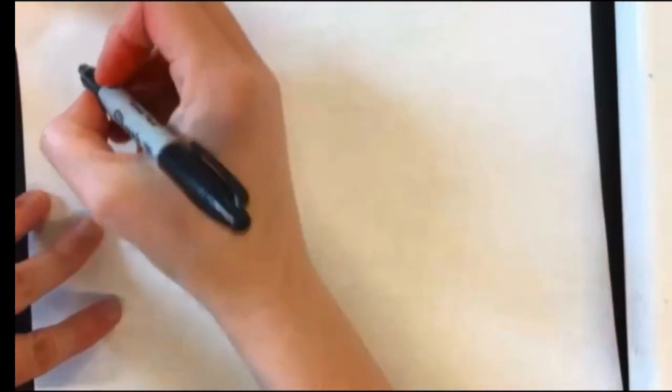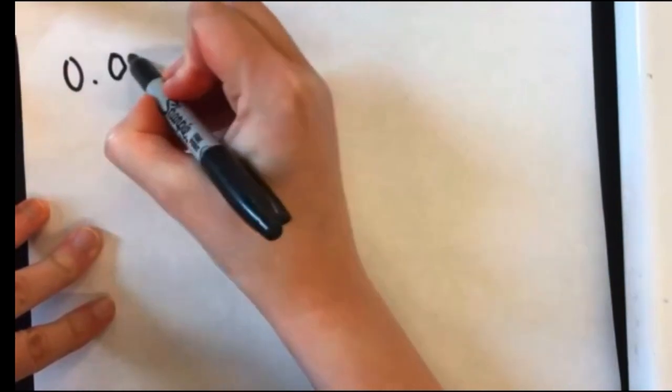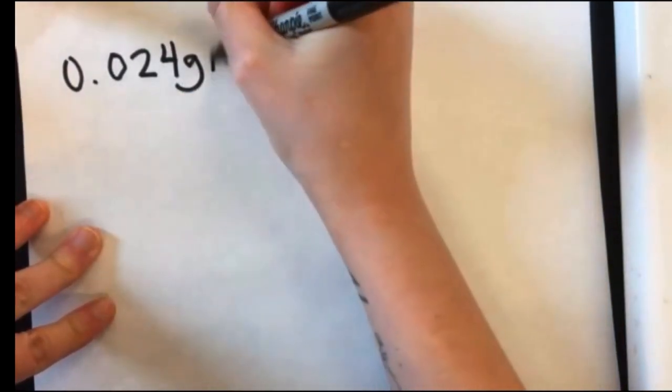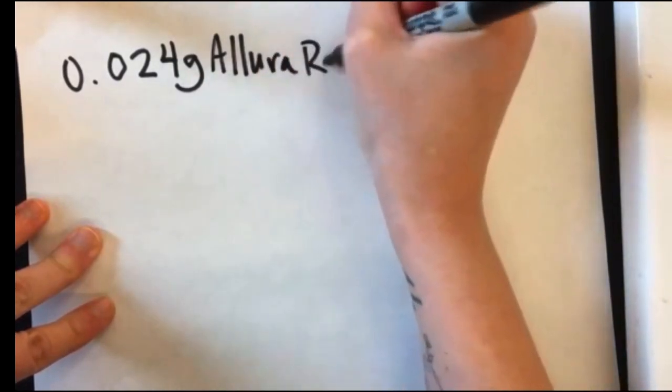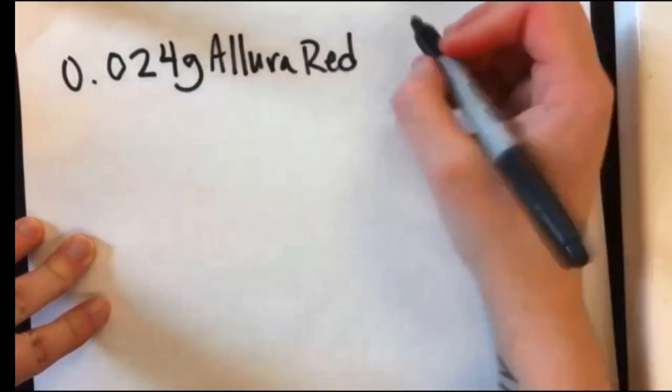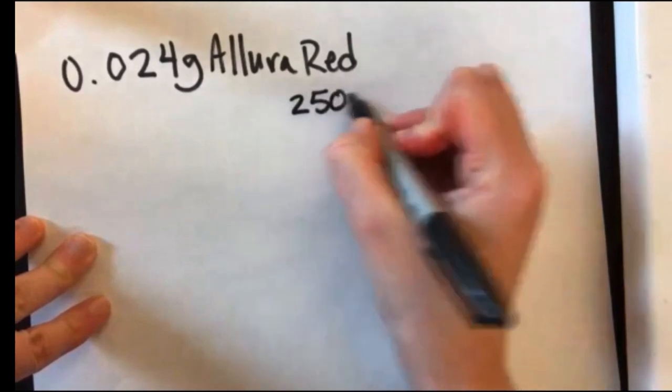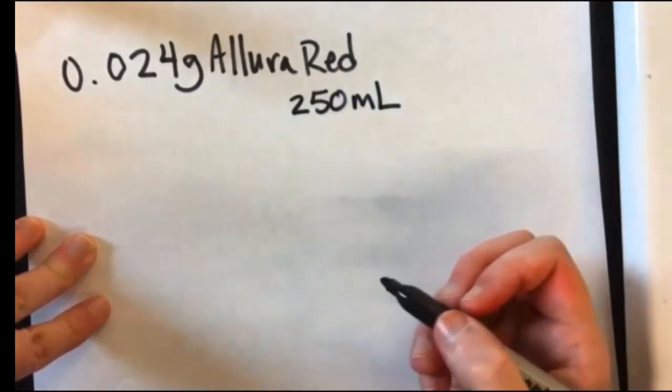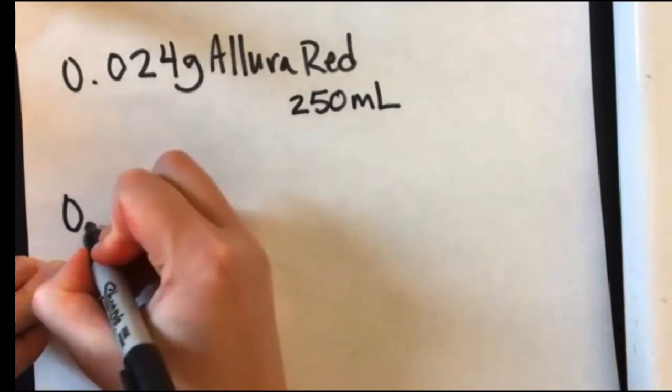Okay, as promised, I'm going to walk you through calculating the molarity of the stock solution, and then I'll let you go ahead and calculate the molarity of the four dilutions before we move on. Since I did less volume, this was the number of grams of Allura red we had. We made 250 milliliters of it. So we will start with the grams.